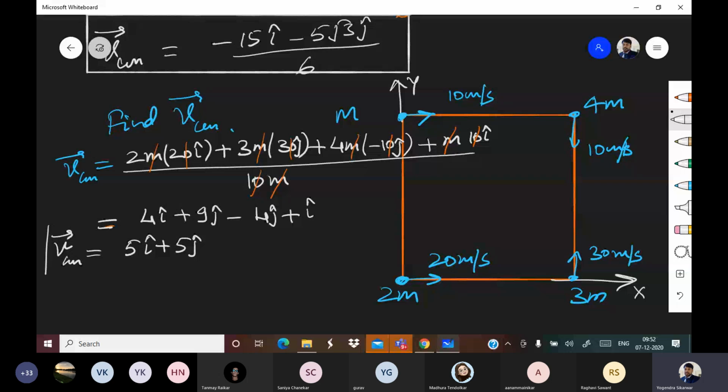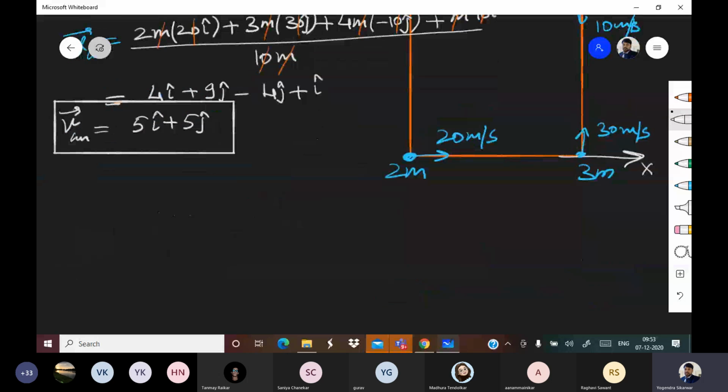That is the velocity of center of mass. All right. Any doubt, any question? Okay, good. Next question.